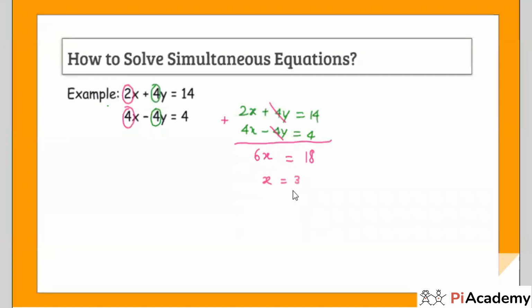Once you solve the value of x, you can take any equation. Let's say you take the first equation and just substitute the value. Instead of x, you put 3, and then 4y as it is equals 14. So 2 times 3, that means 6, plus 4y equals 14. How much is left? 4y equals 8, and that's why y equals 2.